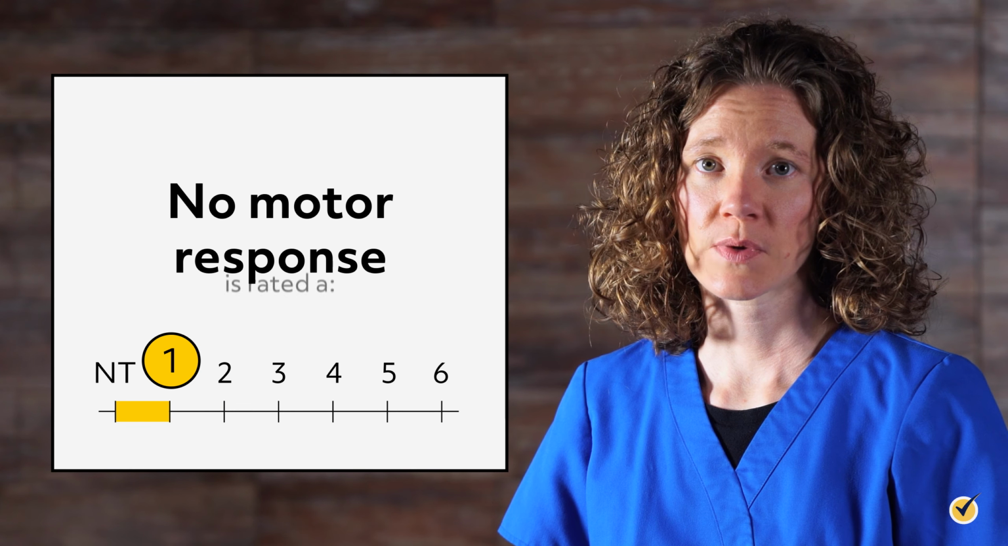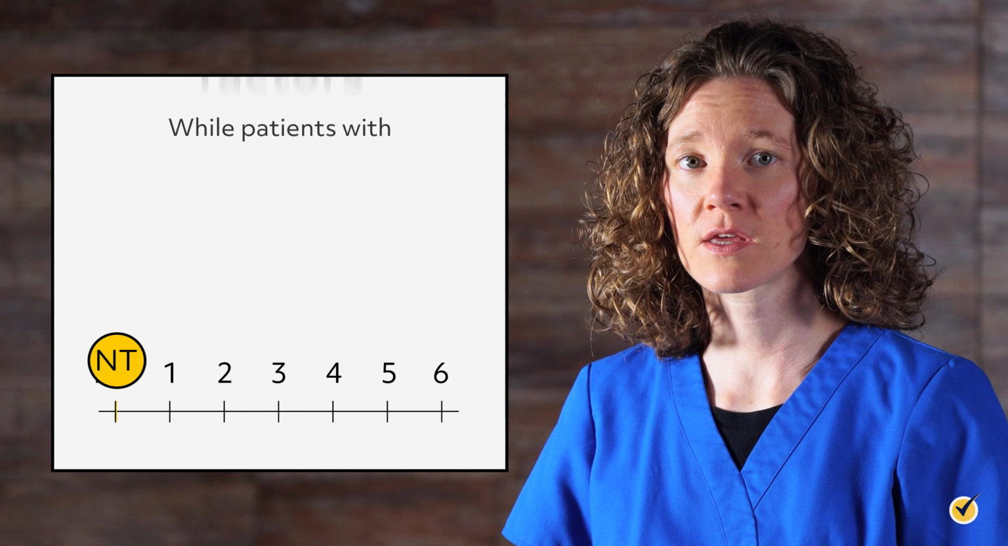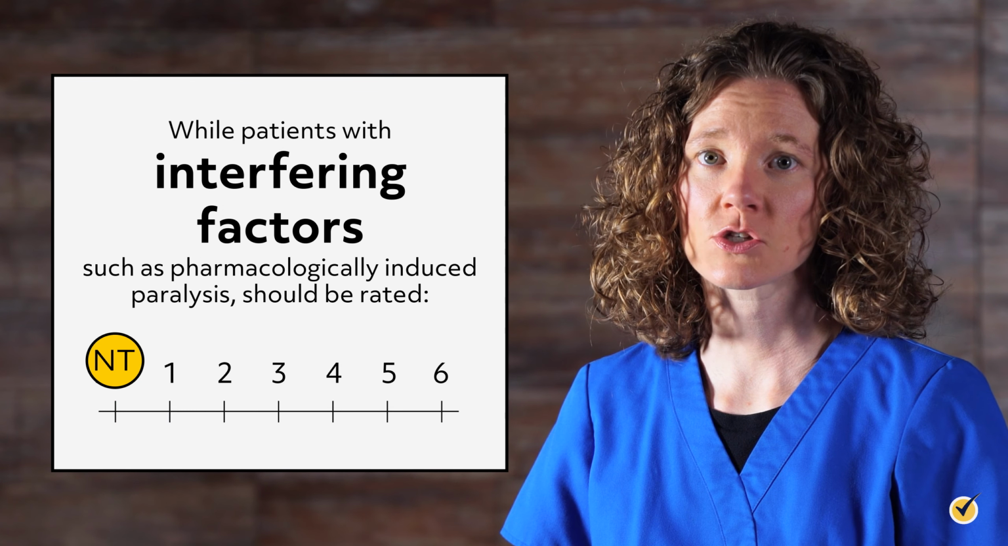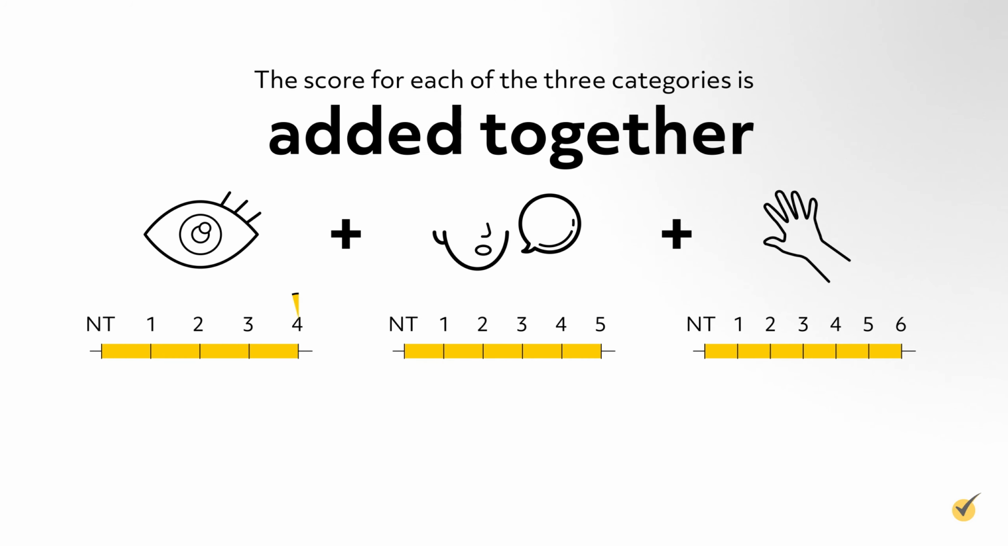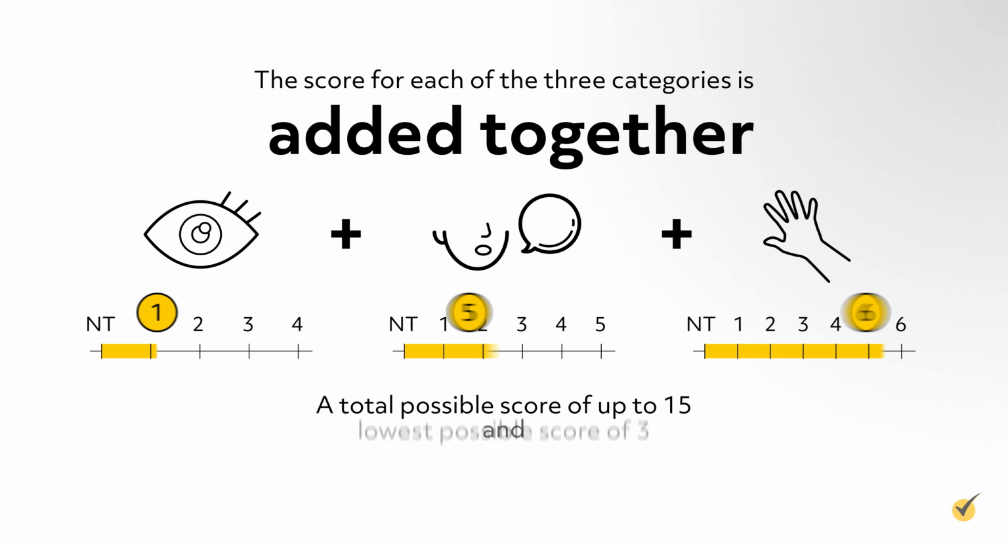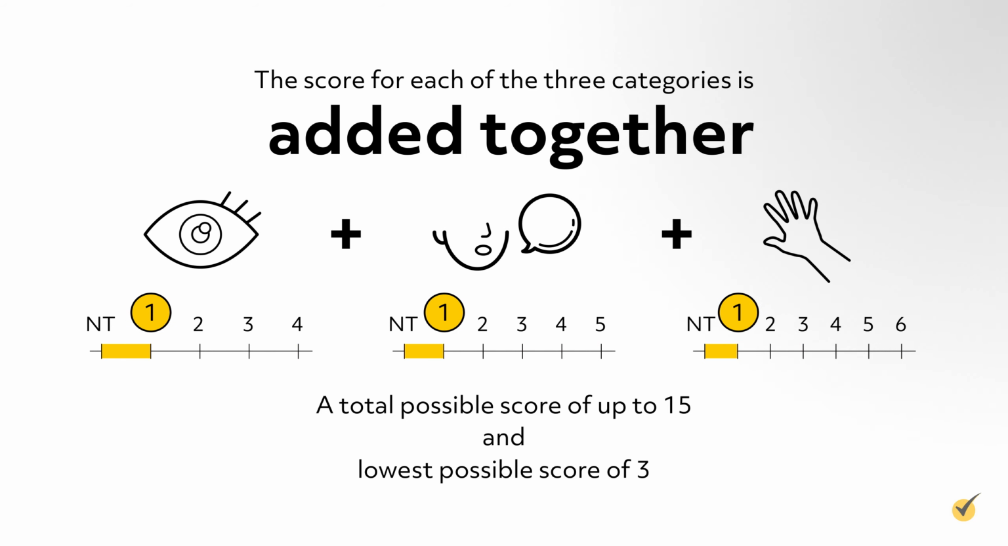No motor response is rated a 1, while patients with interfering factors, such as pharmacologically induced paralysis, should be rated NT. The score for each of the 3 categories is added together with a total possible score of up to 15 and the lowest possible score of 3.